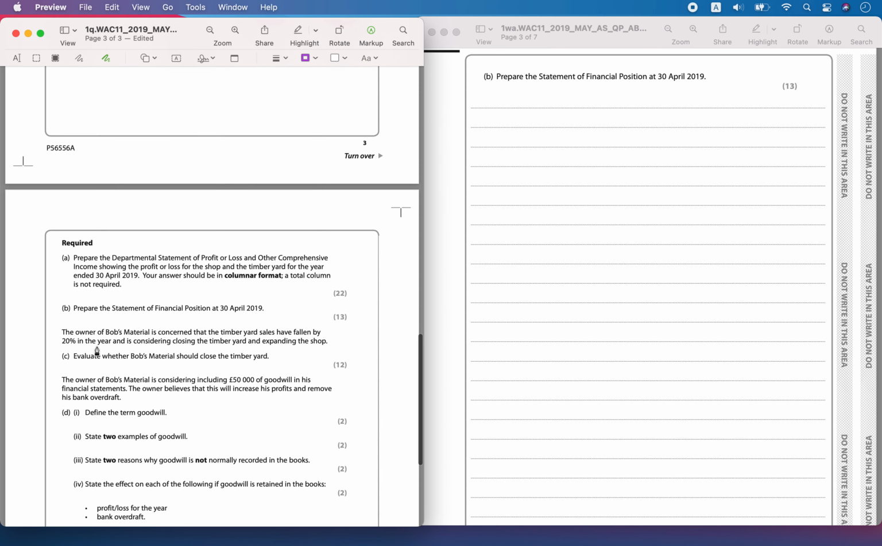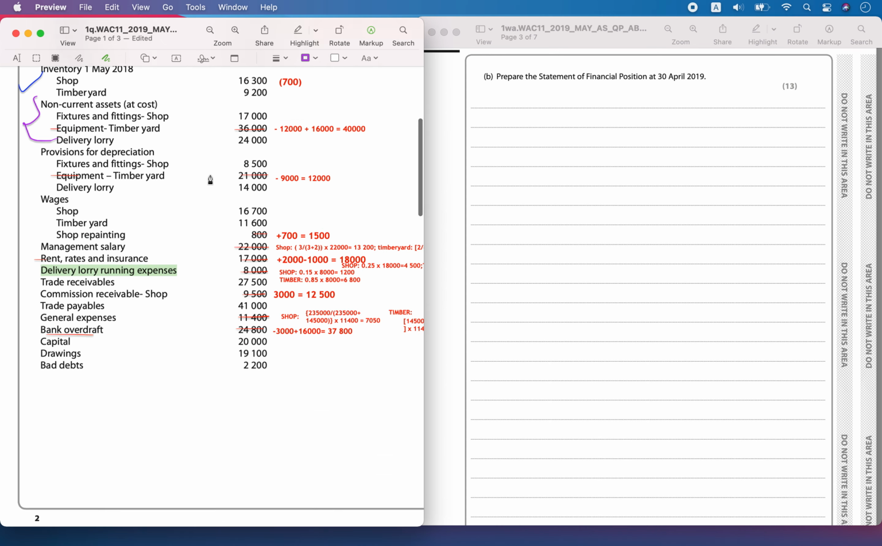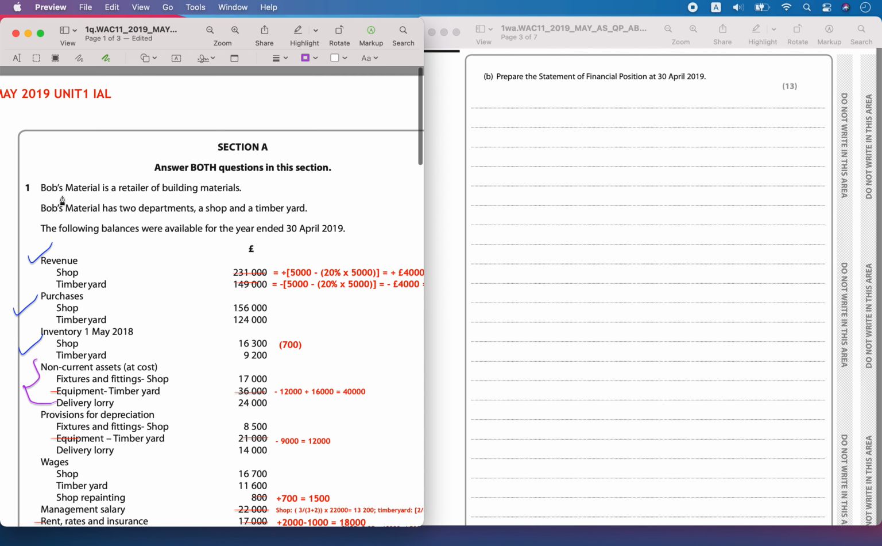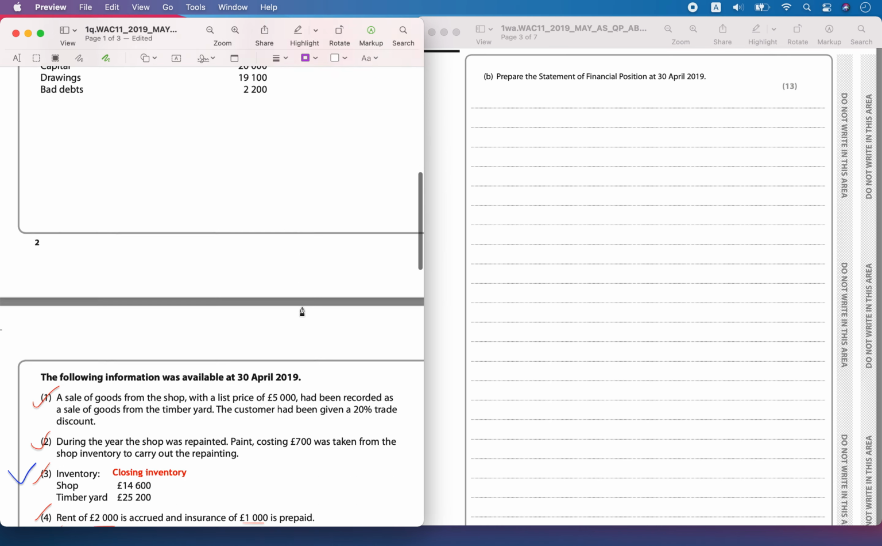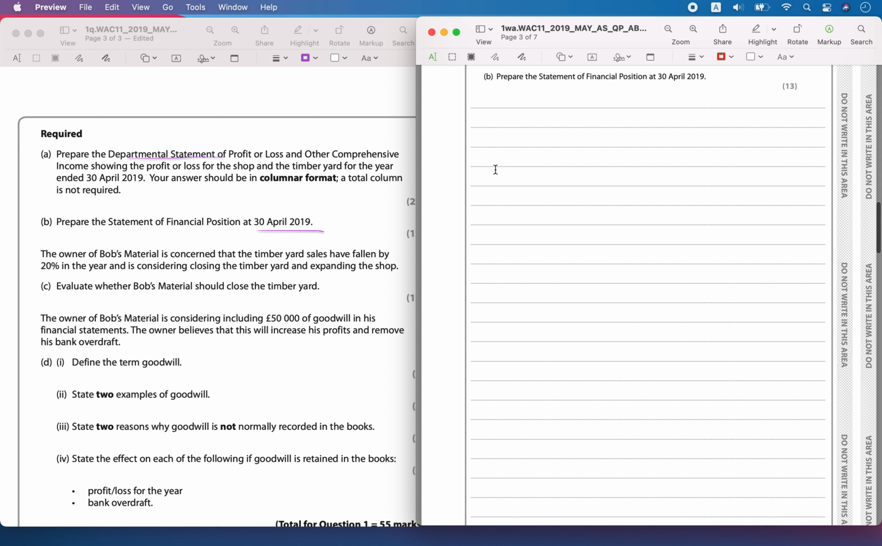Question number 1, part B. Prepare the statement of financial position at 30th April 2019. This is a departmental profit. The company had two departments, a shop and a timber yard. We had calculated the profit and loss and other comprehensive income in part A. Now for part B, we are supposed to prepare the statement of financial position at 30th April 2019.